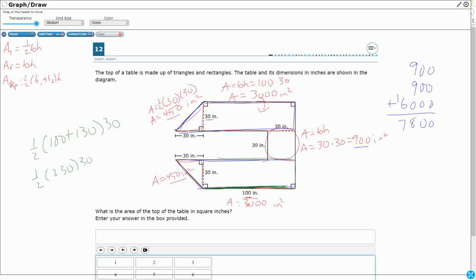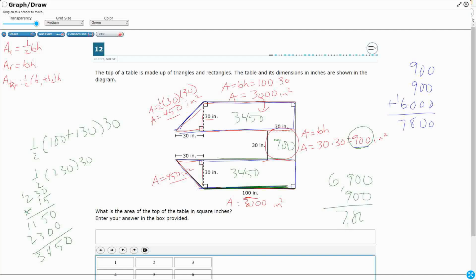I'll take half of 30, that's going to be 15. So really, I'm going to do 15 times 230. Let's see what that's going to be. That's 3450 for this one, and I've got 3450 for that one, which gives us 6,900. And I've got 900 right there. I still need to get this little guy. You put those together, guess what you get? The same thing, 7,800. That is our answer.